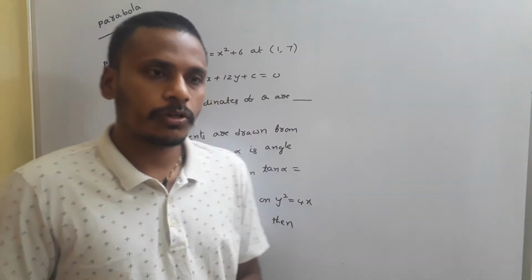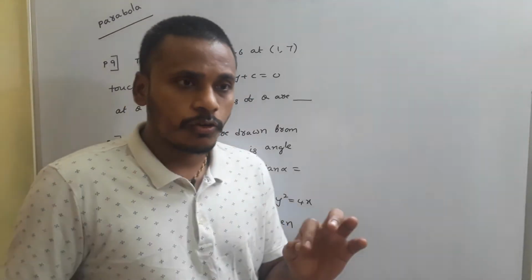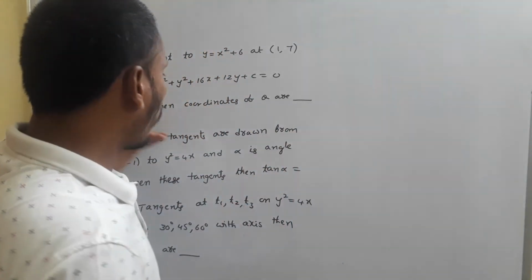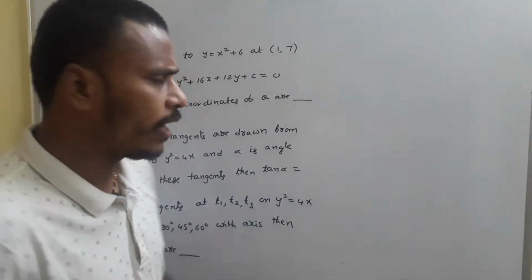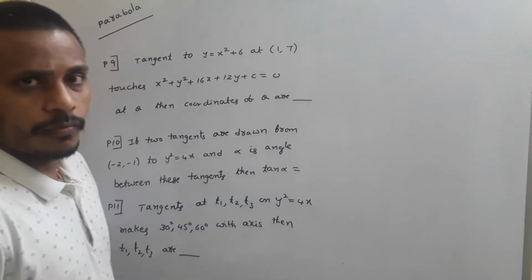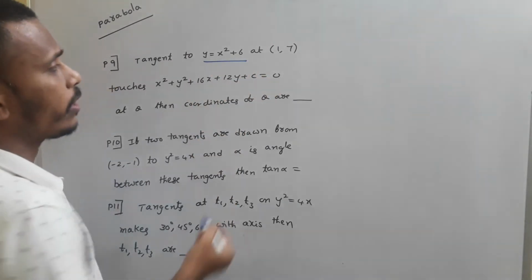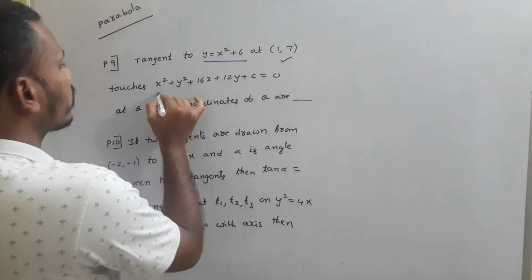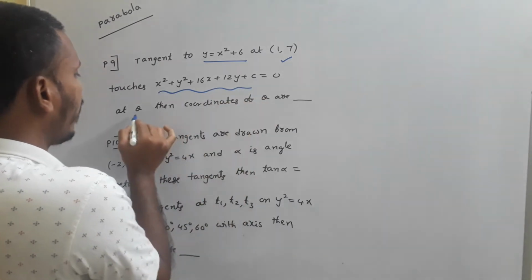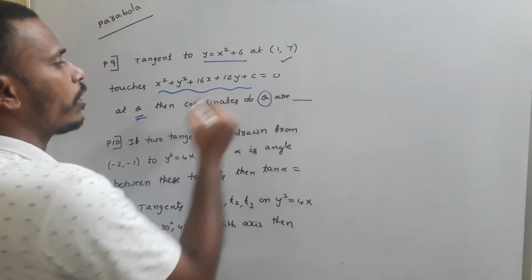Stretch of problems. Okay, so in the previous class, our numbering went up to 0.8, so I'm continuing from 0.9. So the first problem of today's class: the tangent at y is equals to x square plus 6 at the point 1 comma 7 touches this circle at q. Then we need to find the coordinates of q.